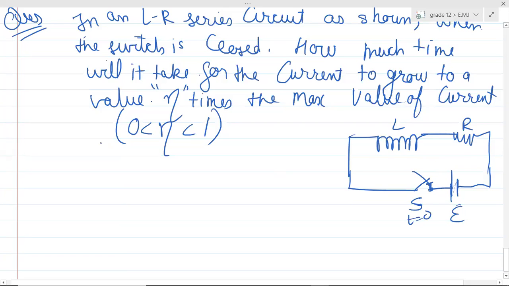What is the only thing which is given in the question? The only thing given is the instantaneous current, which shall be eta times the maximum current, right? Yes or no? This is the only thing which is given. Now you need to find out the time when this will happen, when the current will become eta times the maximum. Give me 2 minutes. I'll just be back.